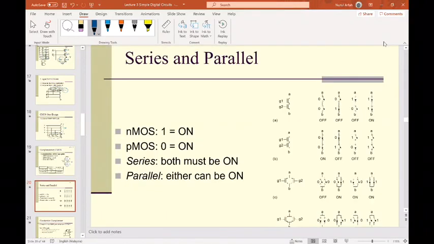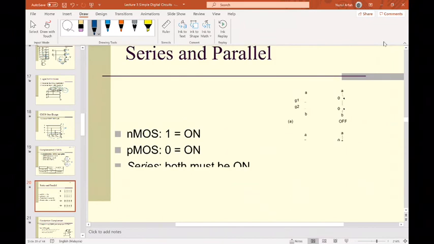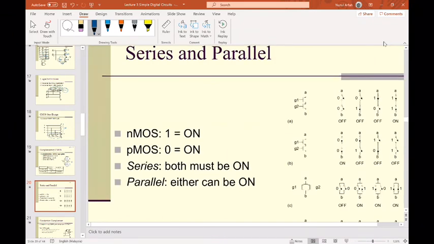Okay, next we go to series and parallel. If you look at here, we look at the NMOS transistor and PMOS transistor. But maybe you look at here first. If you have an NMOS transistor, to turn on this transistor, you need to supply a state 1 to turn on. So where to supply? Supply at the gate here and gate here.